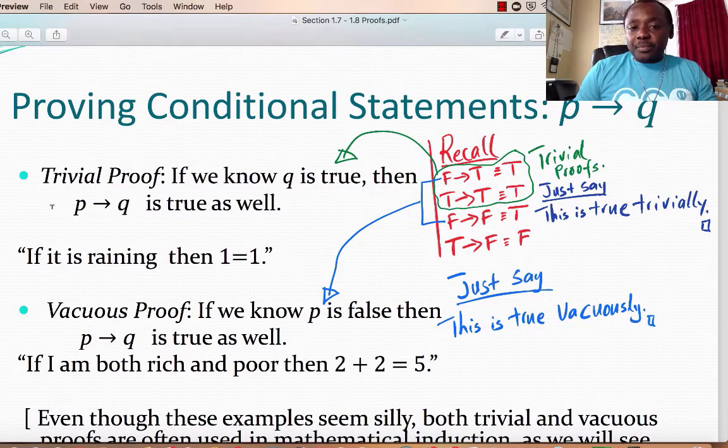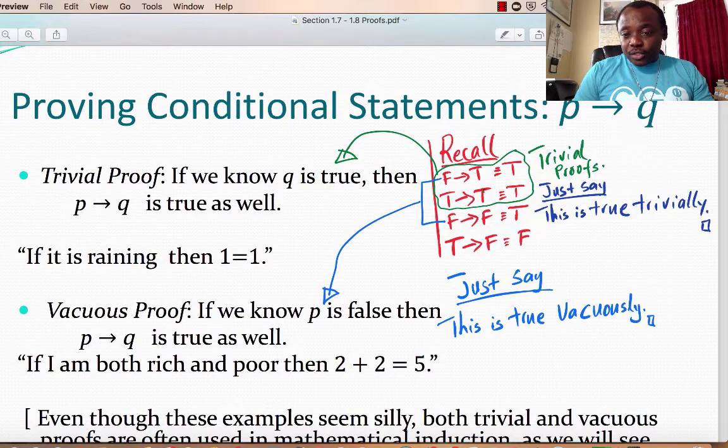So what are trivial proofs? If we know that Q is true, then P implies Q is true as well. So there is nothing to prove. Recall, F implies T is true. True implies true is true. In both cases, Q is true. So it doesn't matter what P is.